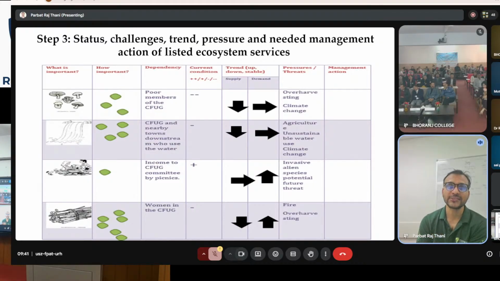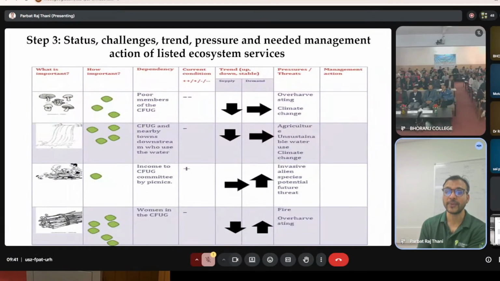So we categorized them as well to understand how important each is. So dependency, we started thinking about that, made a list, and what is the current condition, and then trend, increasing, decreasing, or stable. What is the scenario? We collected that information as well. And later on, what is the pressure that the service is getting from human beings, or if there is some pressure or threat, what is the measure we can apply? What is the management action we can apply? We collected all this information in a participatory way by asking them.